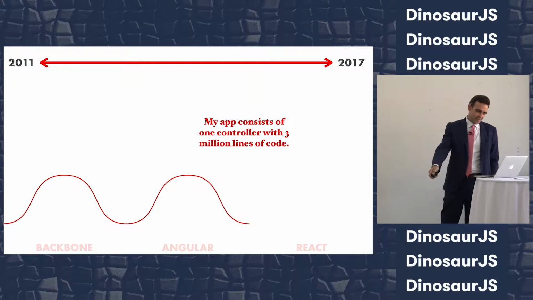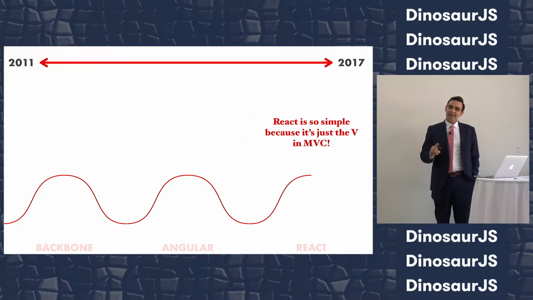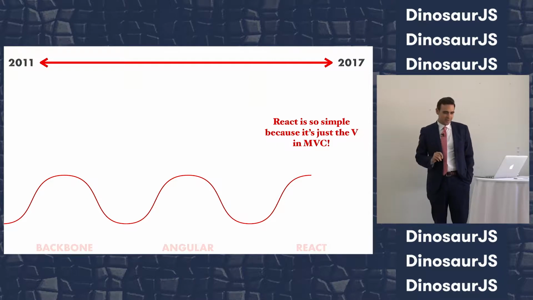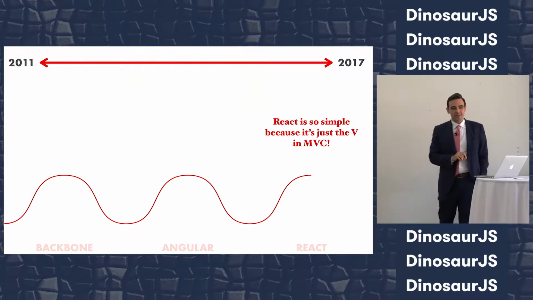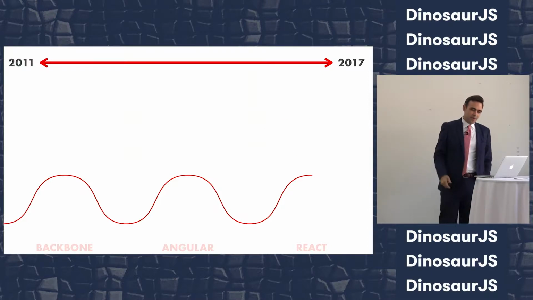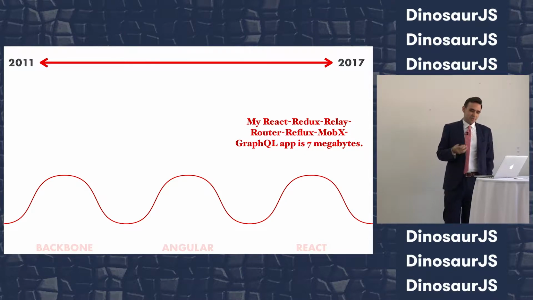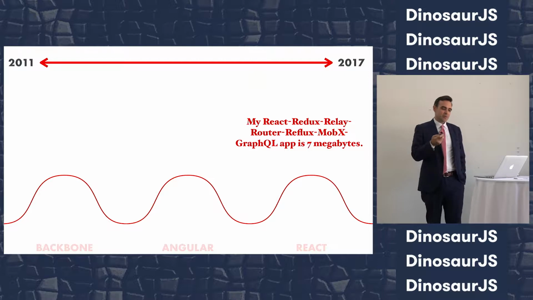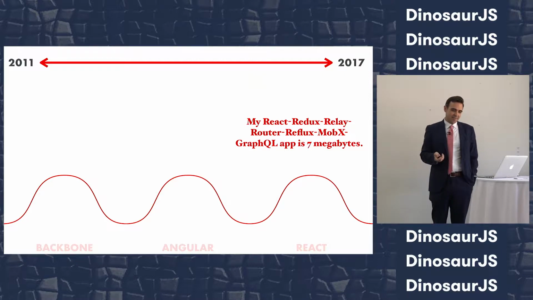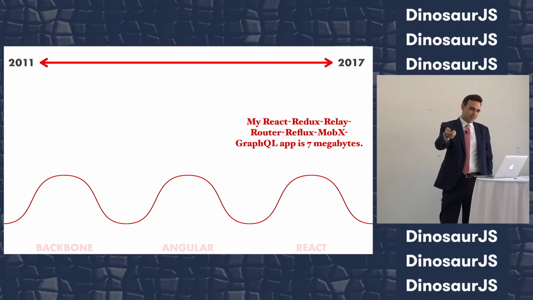But good news, my friends. React solves this problem by being so much simpler than all of that Angular spaghetti. How does it do this? Well, it can be simpler because it's just the V in MVC. But after building a big enough app, you discover that actually you need more than the V in MVC. And all of a sudden, your React, Redux, Relay, Router, Reflux, MobX app weighs in at 7 megabytes, becoming the F in WTF. And no one understands how the Webpack config works.